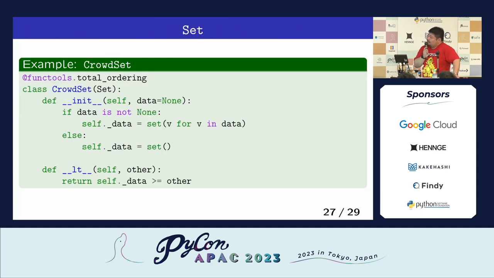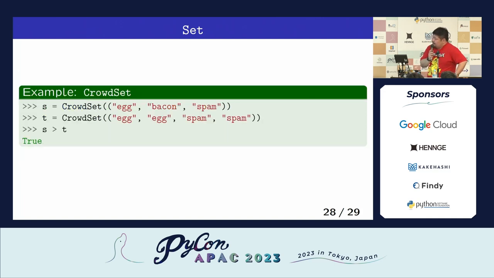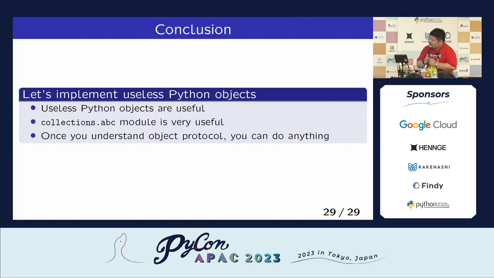So next, a CrossSet. The CrossSet has the init and the __lt__ method. So this data structure has a less-than method. So with CrossSets, s less than t is equal to true. So this is not logically correct, but this object returns true.